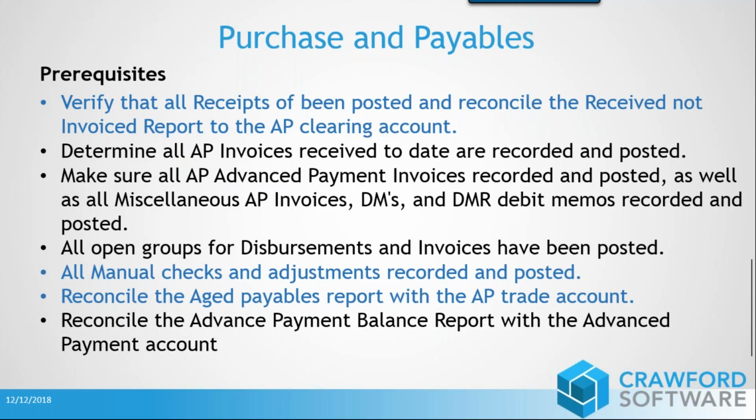So moving along to the purchase and payable side of your business, just like the AR side, you want to verify that you've received in all the purchase orders, that you show those on your received not invoiced report, and once you go ahead and do your AP invoicing and add receipt billing line, that will clear off of the received not invoiced report. You want to make sure that all your groups are posted and that you have any advance payment invoices or debit memos, miscellaneous, etc., that those have all been posted.